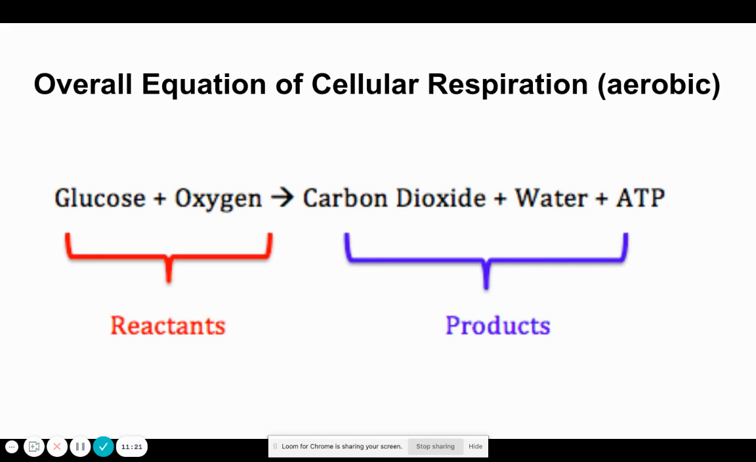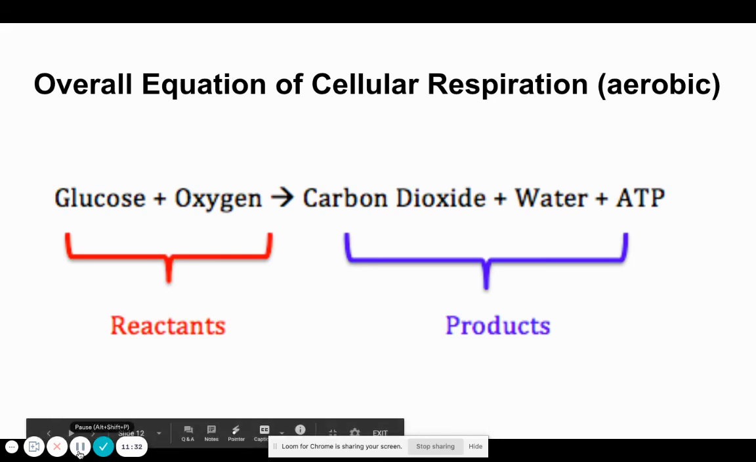Water is the second product, which is made during the electron transport chain, or the second stage of aerobic cellular respiration. And finally, large amounts of ATP, 30 plus ATP molecules.